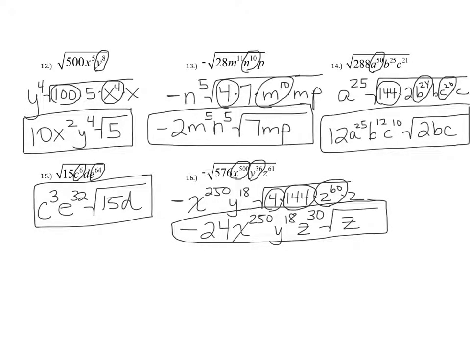Okay, there are your answers. I want to point out on number 16, notice in number 16, I immediately circled x to the 500 and y to the 36 because I knew those were perfect squares. I did not know that 576 was a perfect square because that's not one that I have memorized. But when I went to break it up, I noticed I could break it up into 4 times 144. Since both those numbers are perfect squares, they both can come out. So I got 24 by doing the square root of 4 is 2, and the square root of 144 is 12, and 2 times 12 is 24. So that's how I got that there.